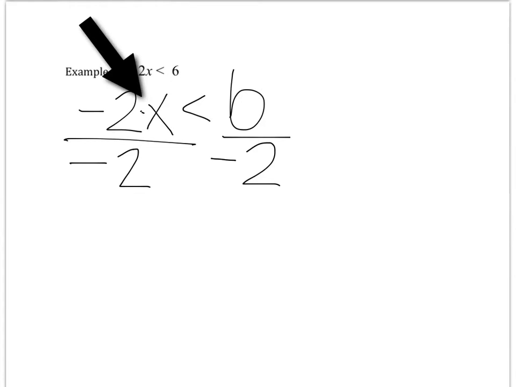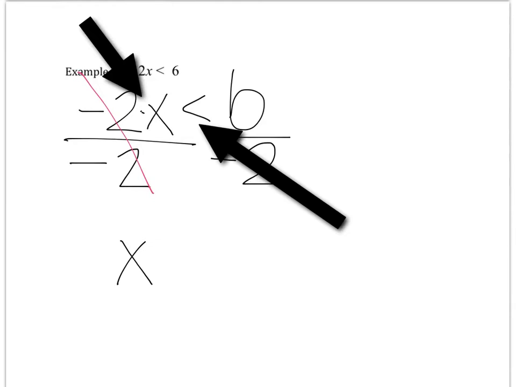When I look, negative 2 divided by negative 2, they cancel. I'm left with x. When I divide by a negative, that sign flips. Again, when I divide by a negative, our inequality flips. So it's going to change, instead of less than, to be greater than.